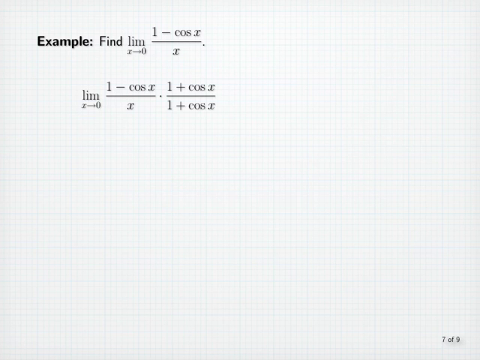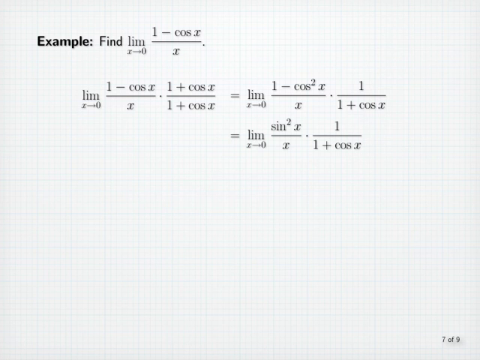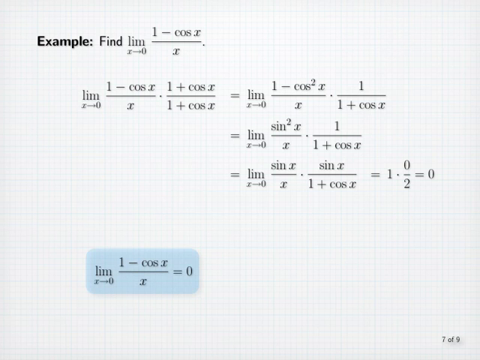Now we'll multiply the numerators together to obtain 1 minus cosine squared x, which is the same as sine squared x. Now we'll separate the sine x factors and write our expression as sine x over x times sine x over 1 plus cosine x. At this point, we have the limit of a product where we know the limit of each factor. Sine x over x approaches 1, sine x over 1 plus cosine x approaches 0 over 2, and therefore this limit is 0. This is another limit that's worth remembering.